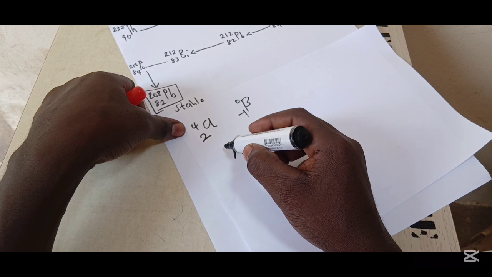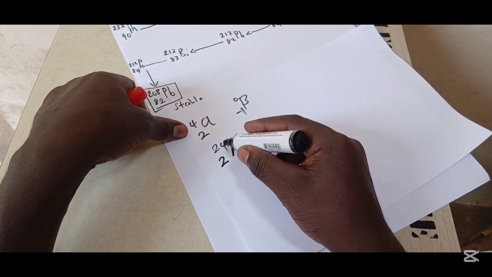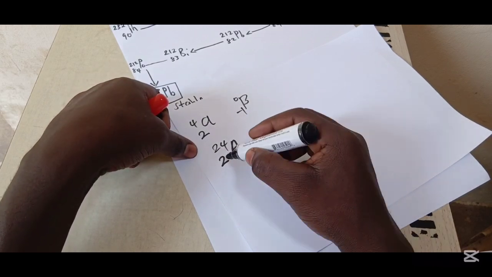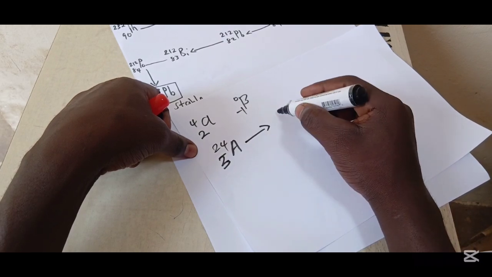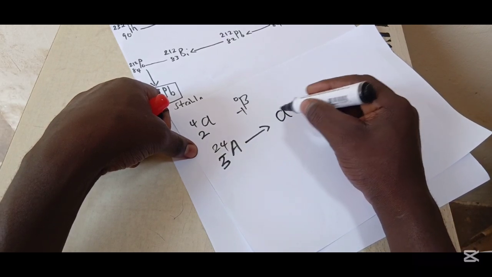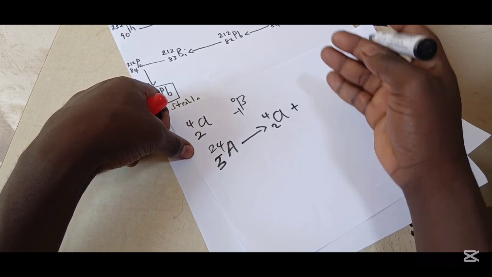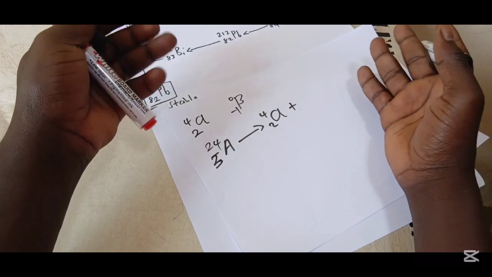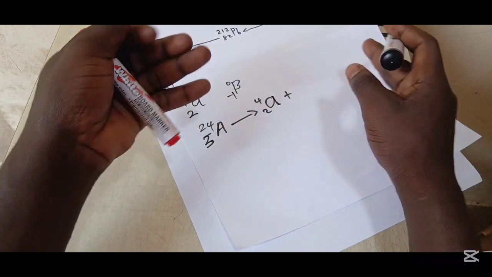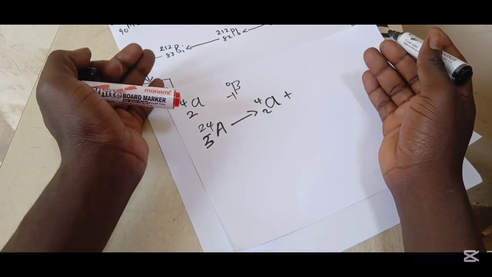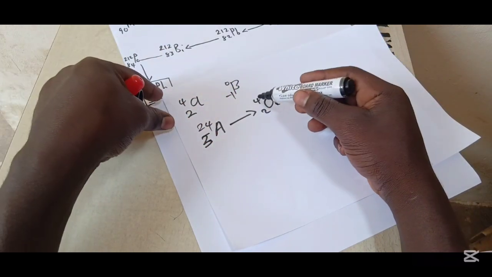A with a mass number of 24 and atomic number of, let's say, 5, undergoing an alpha decay. At the end of the day, we are going to get an alpha particle here. And how do we know the nuclide involved? The principle is that the total masses at the product side will be the same as the total masses at the reactant side. The same will happen to atomic numbers or proton numbers. So we have a mass of 4 here.